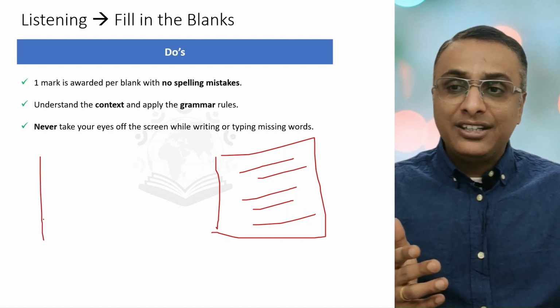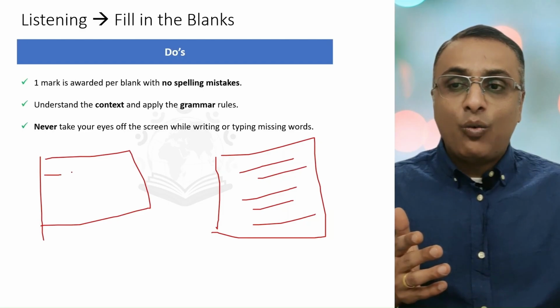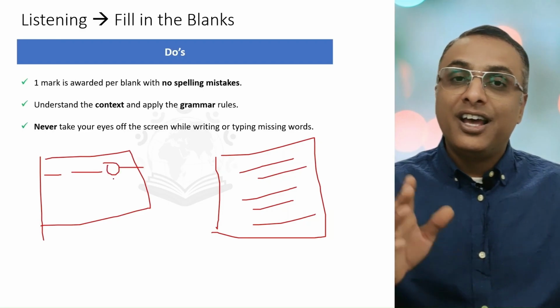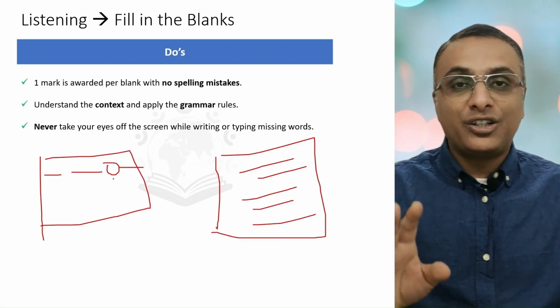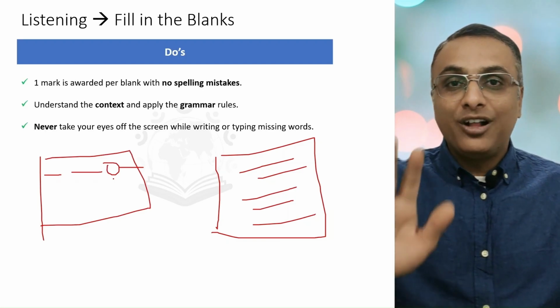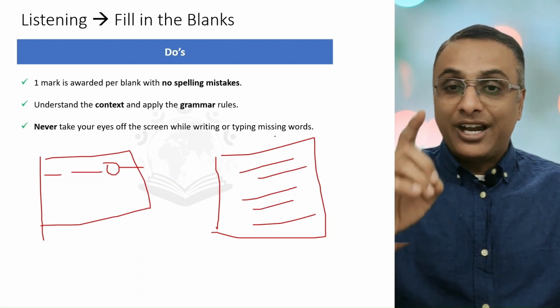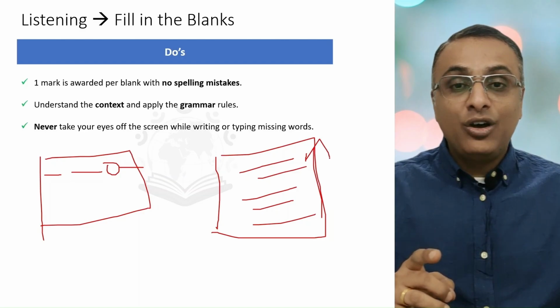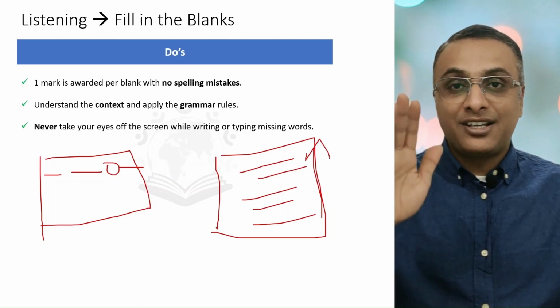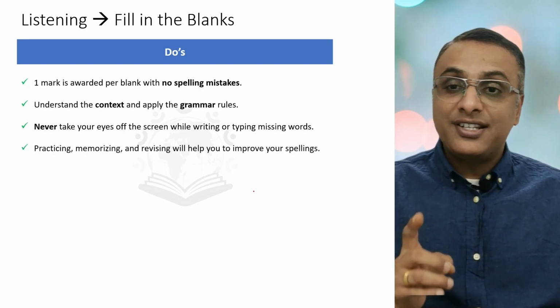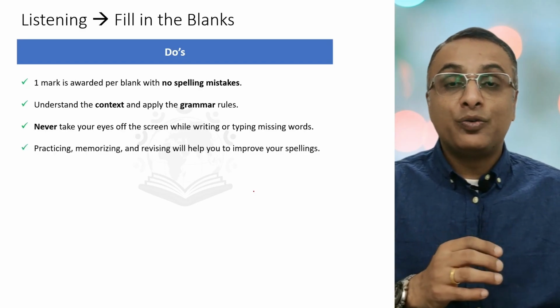If you write it in a horizontal manner, what would happen? You may miss one word. In case you have missed this word, rest of the words will go for a toss and you will type in all the incorrect responses or answers. So make sure to write it in a vertical way so that you can identify which blank has come first, second and third. Next, practicing, memorizing and revising will help you to improve your spellings.